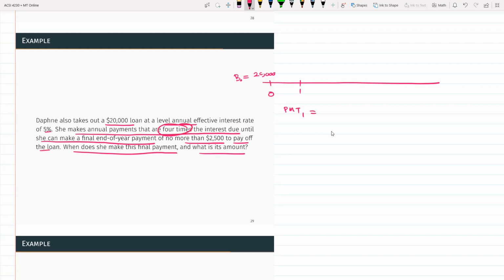So what's the interest due? So 20,000. What's the rate? 5% per year. And then 4 times. So what is that? Let's calculate this. So that would be 4,000. Okay. So the second payment would be what?